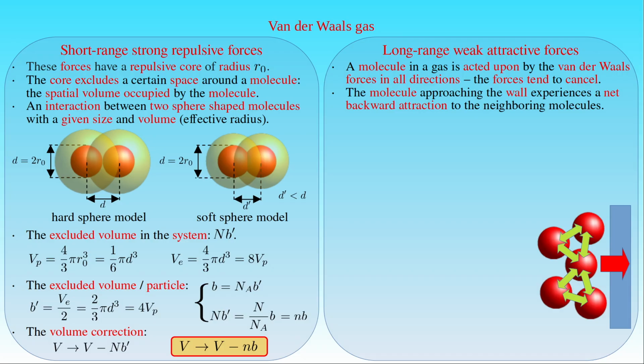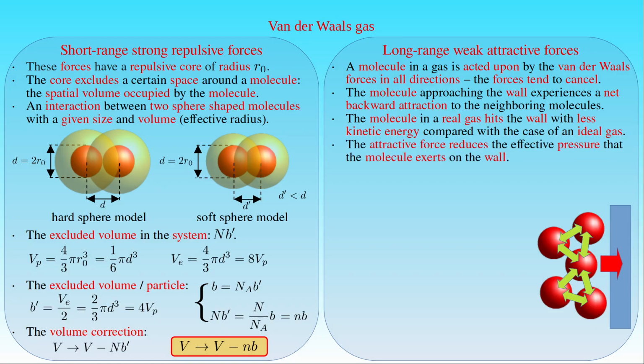As a result, a molecule in a real gas hits the wall with less kinetic energy compared with the case of an ideal gas, and the attractive force in turn reduces the effective pressure that the molecule exerts on colliding with the wall. Because each gas particle is attracted to the particles in its neighborhood, we would expect the average energy of the intermolecular attraction to be proportional to the number of interacting pairs of molecules or the density of molecules in the neighborhood of any given molecule.